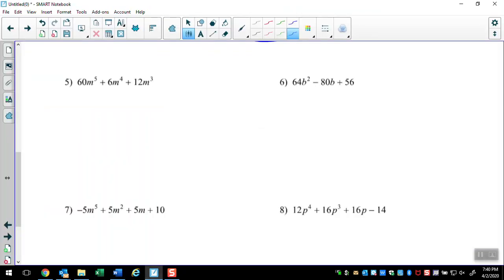Alright, so now I know I can come over here. My GCF is 8. I look at variables. I have b squared, b, and then I have no variable. So since this one does not have a variable, b cannot be part of my greatest common factor. So I'm just going to divide everything by 8.